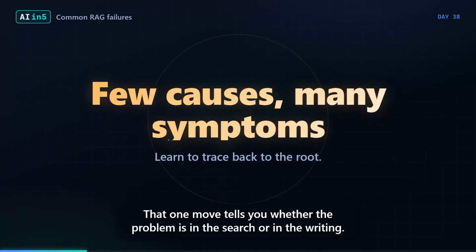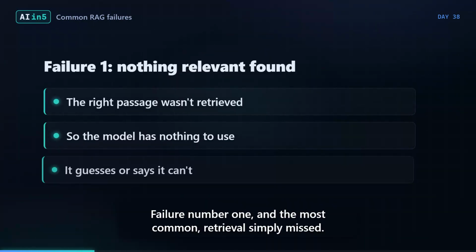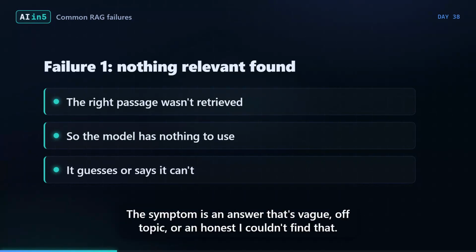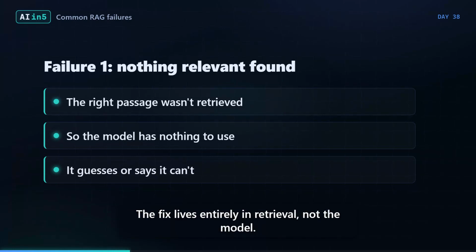Failure number 1, and the most common, retrieval simply missed. The passage that holds the answer never made it into the top results, so the model is working with irrelevant or empty context. The symptom is an answer that's vague, off-topic, or an honest "I couldn't find that." The fix lives entirely in retrieval, not the model. The model never had a chance.